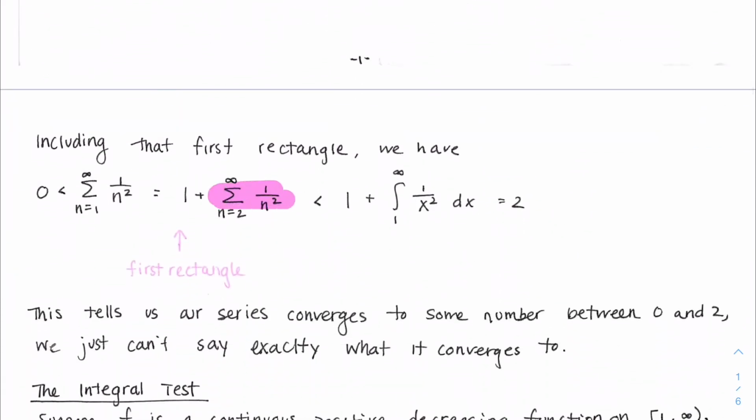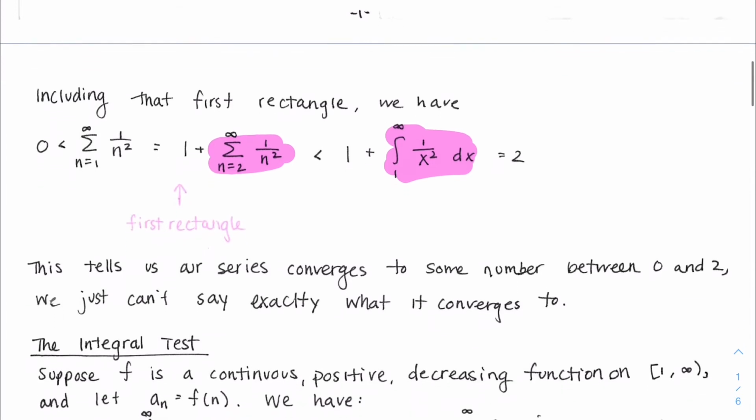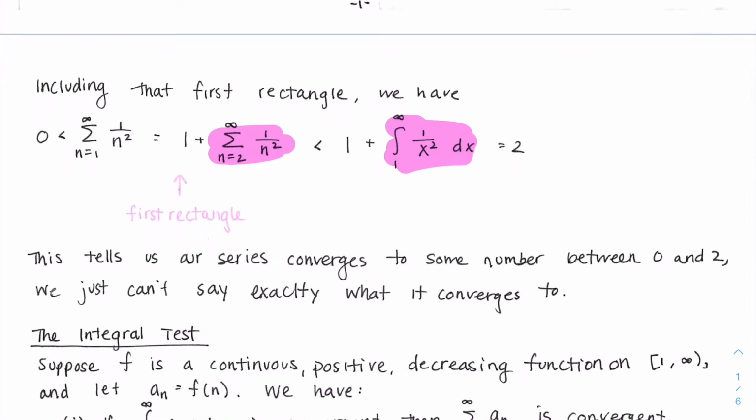And then from 2 onward, we can bound it above by the improper integral. And that's equal to 1. So this gives us our series is converging to some number between 0 and 2. We aren't going to be able to tell exactly what it converges to, but we just know it's going to be a finite number between 0 and 2. So this is exactly what the integral test tells us.